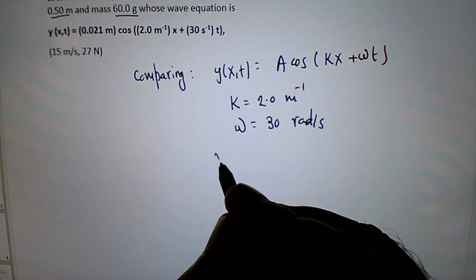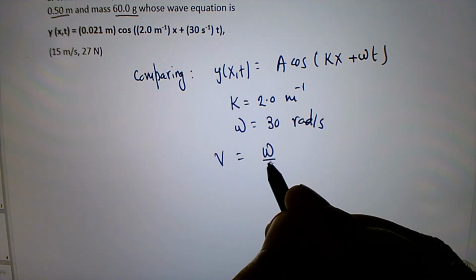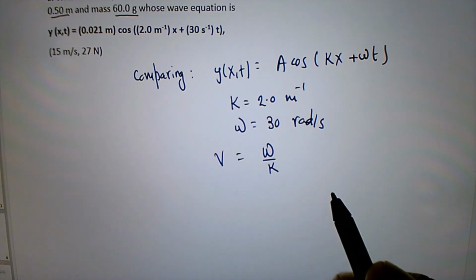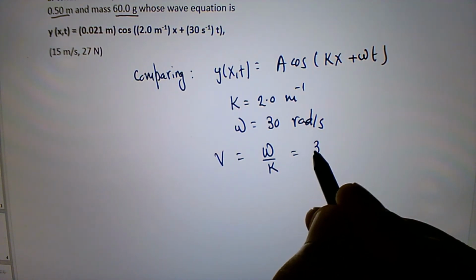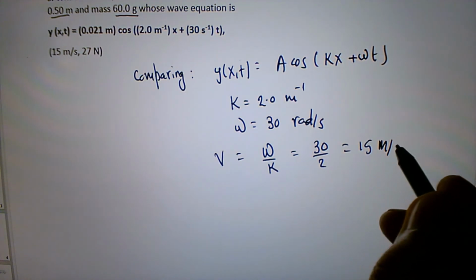Then the speed of the wave: one of the formulas for the speed of a wave is omega over k. That's it. So omega over k, and the speed of the wave is 15 meters per second.